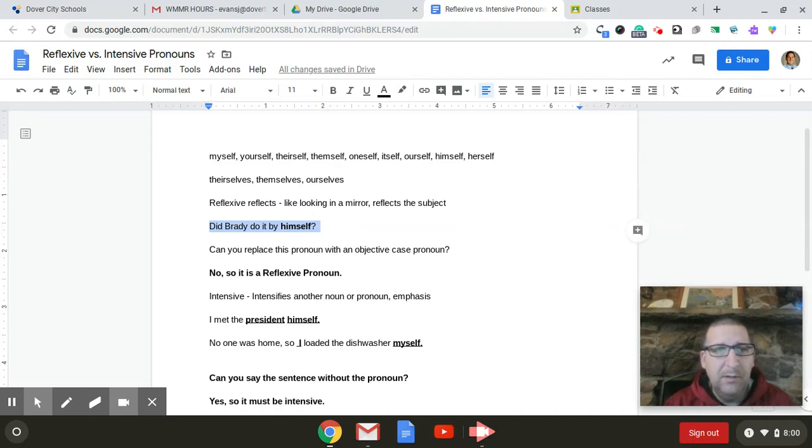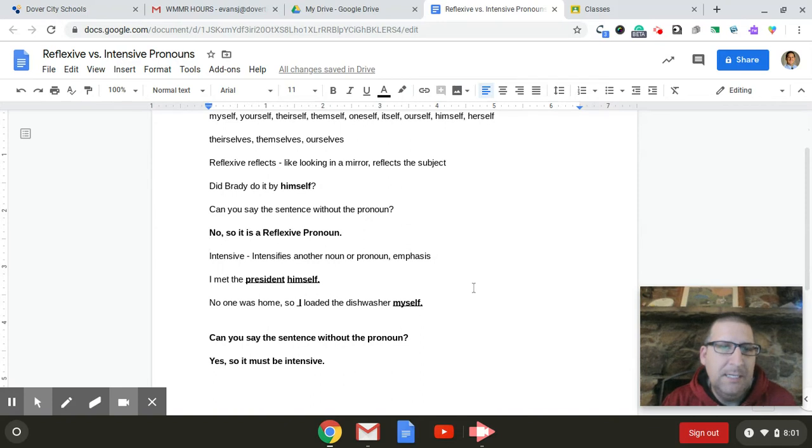Now here's a perfect example of a sentence, because this is how you find out if it's reflexive or intensive. Ask yourself, can you replace the pronoun? Actually, I wouldn't even worry about that. Just can you say the sentence without this pronoun? Can it still be a sentence? And if the answer is no, then it's reflexive. Could we say that sentence, did Brady do it by? No, that's not a complete sentence. So in that case, it would be a reflexive pronoun.